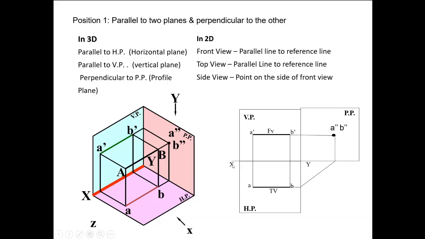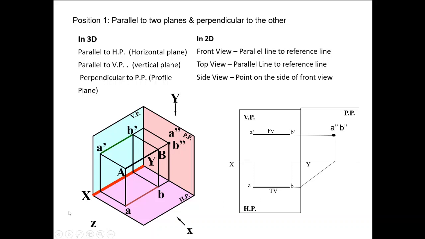So first what we do, we draw the line XY, right? Now above this XY, as this line is in the first quadrant, the VP will be above the XY and HP will be below the XY. So if we see in this direction, the front view of this line AB will be seen in the VP. So A dash B dash will be the front view. And if we see from the top, we will see the top view in HP. So the top view will be a straight line. So AB is the top view.